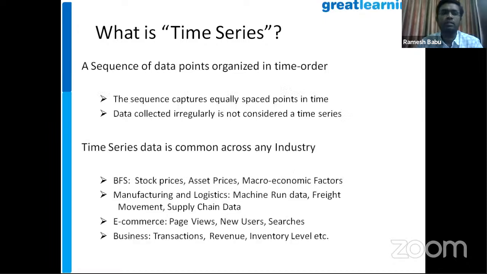Here, a time series is a sequence of data collection points over different time frames, at equal time intervals. For example, if you take yearly data, each and every year data is collected at equal yearly intervals. It is not mandatory to keep it yearly. The time frame can be monthly, quarterly, daily, or even hourly.